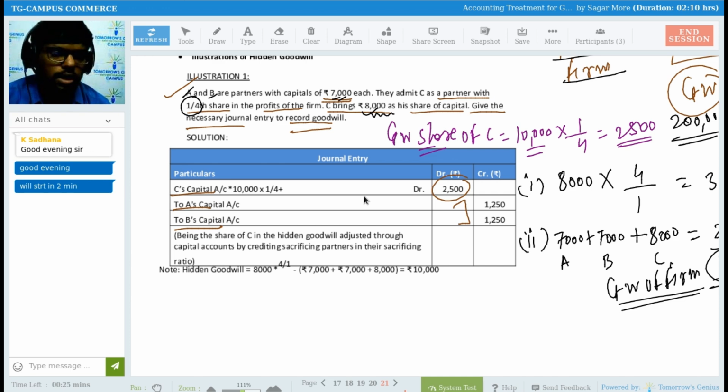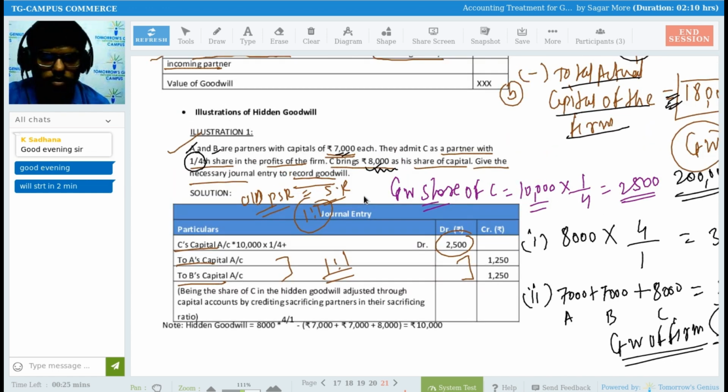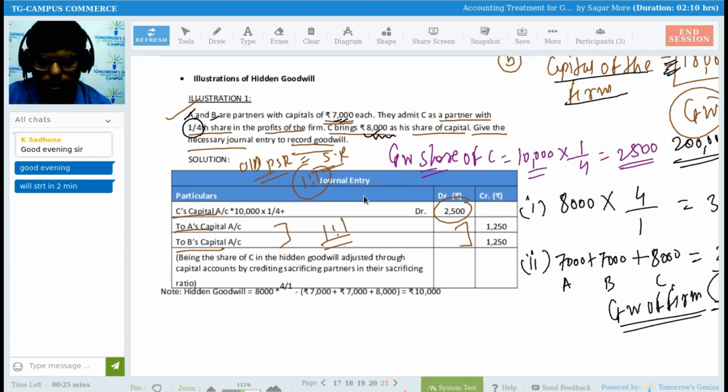If nothing is mentioned, sir, their old profit sharing ratio is also not given in the question, right? I know old PSR is equal to sacrifice ratio, but old PSR is also not given. So what do we have to do? We have to consider them equal, 1:1, right? So I have to distribute in the ratio of 1:1. Understood?